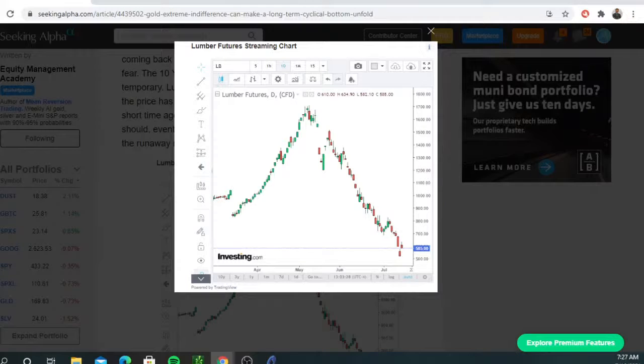Lumber, for example, which is a key component of construction, that price has come down to 610. We were trading in the 1700s just a short time ago. So we have seen a major collapse in lumber prices that should eventually lead to a decline in most construction and maybe the runaway market in real estate. The 10-year note has removed the pressure of price inflation. We are seeing an increase in the PPI, but we are still waiting to see how long this will last.